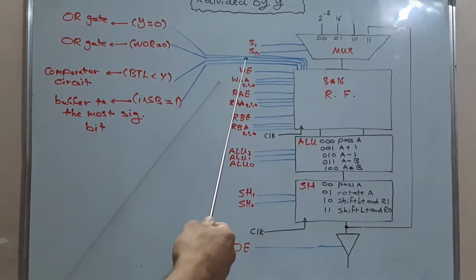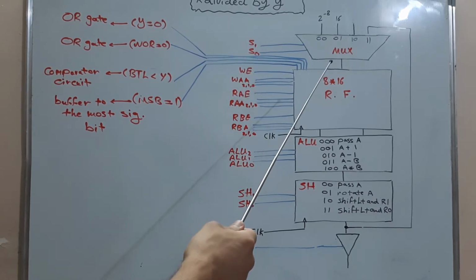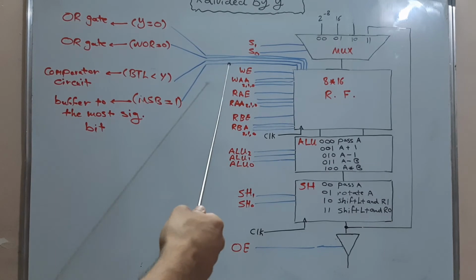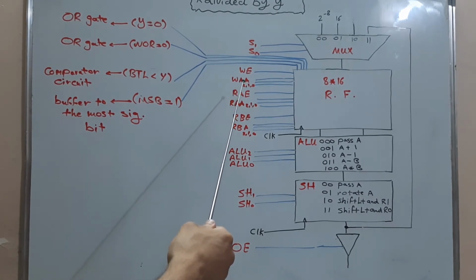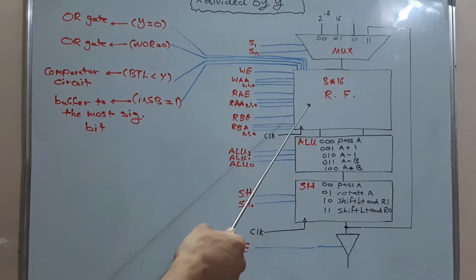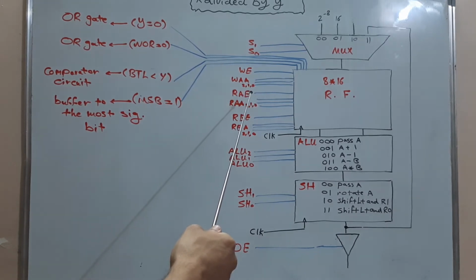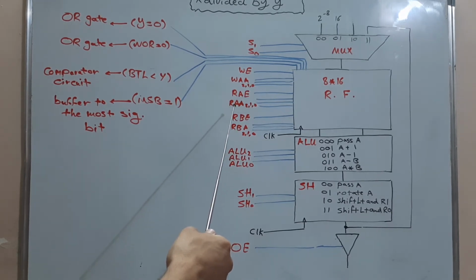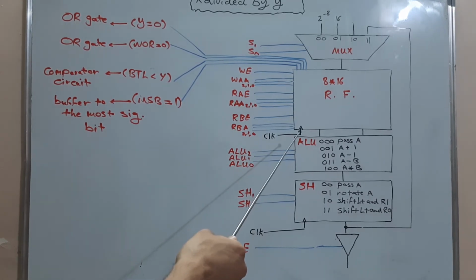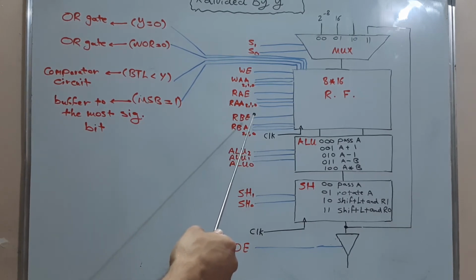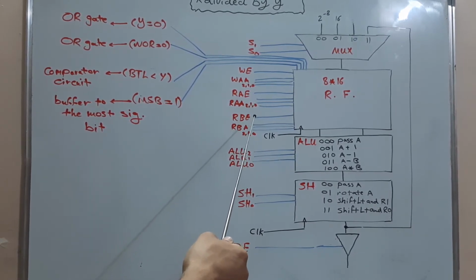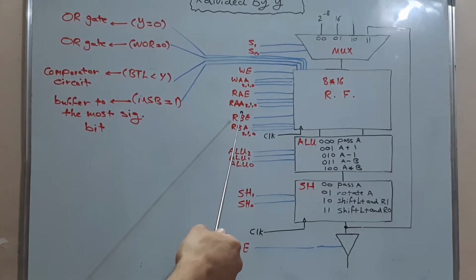First, S1 and S0 are to choose which value will pass through the multiplexer to the register file. WE is to enable writing a value inside one of the 8 locations of the register file. WAA[2:0] is to choose which location from the 8 locations the value will be written in. RAE is to enable reading a value through port A. RAA[2:0] is to choose a value from one of the 8 locations to read through port A.